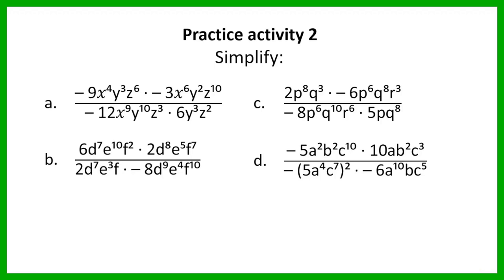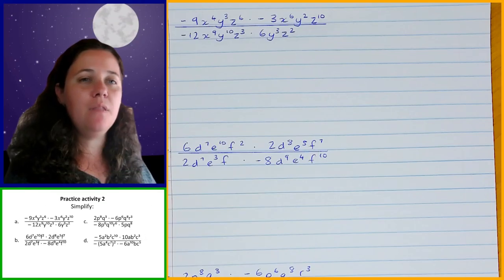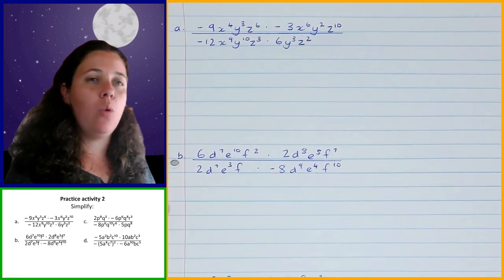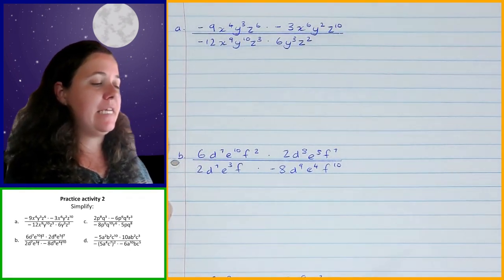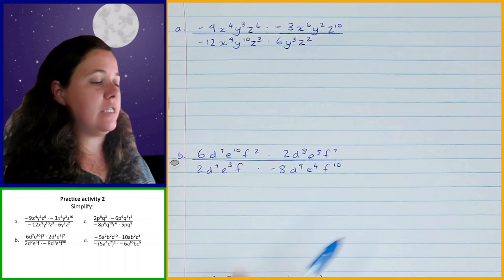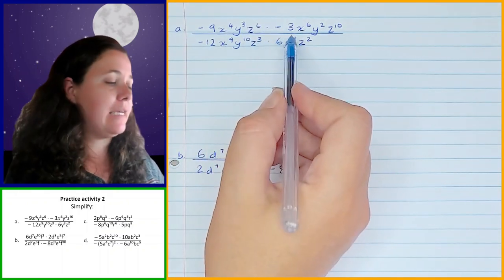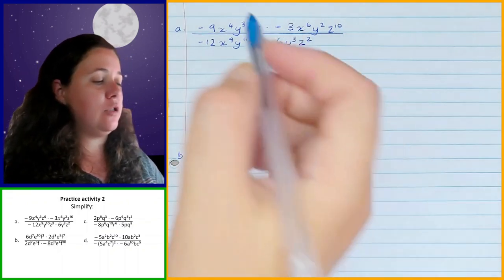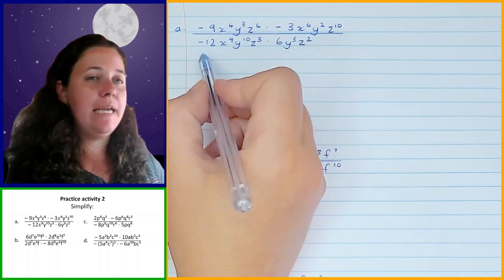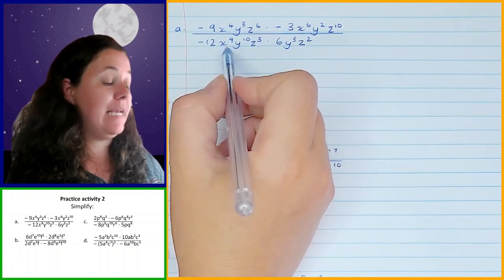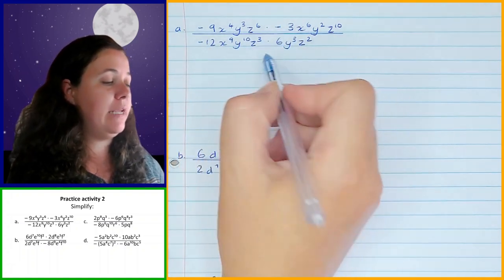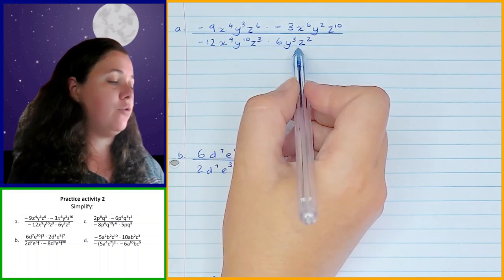Okay, so let's see how those questions went. So the first one we had was negative 9 x to the 4 y to the 3 z to the 6 times negative 3 x to the 6 y to the 2 z to the 10 all over negative 12 x to the 9 y to the 10 z to the 3 times 6 y to the 3 z to the 2.